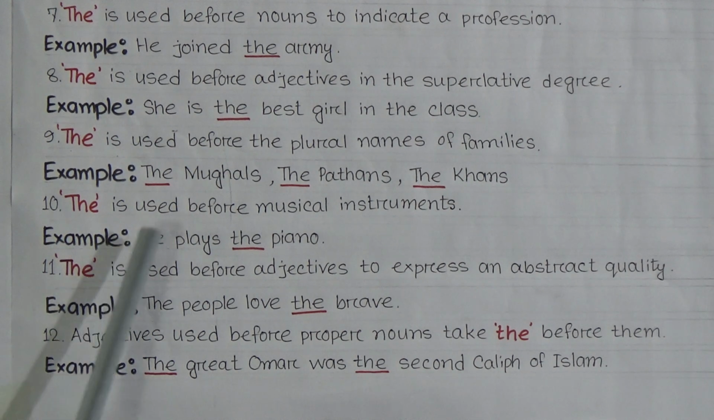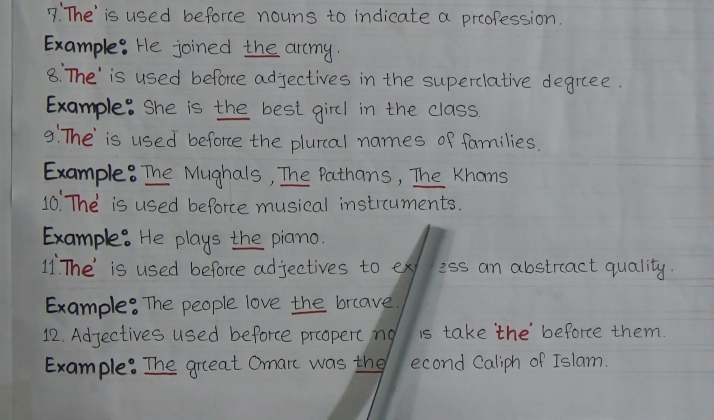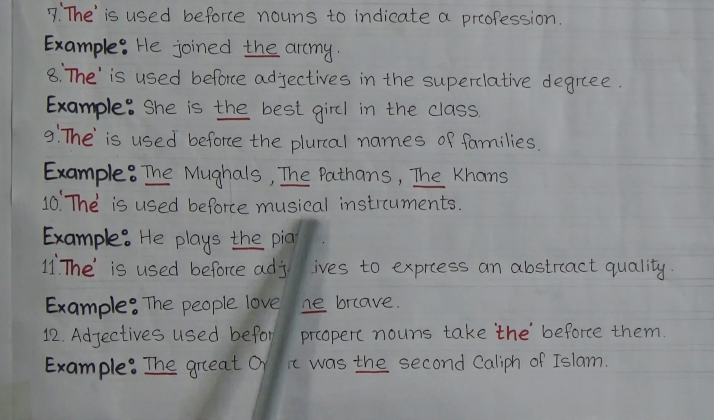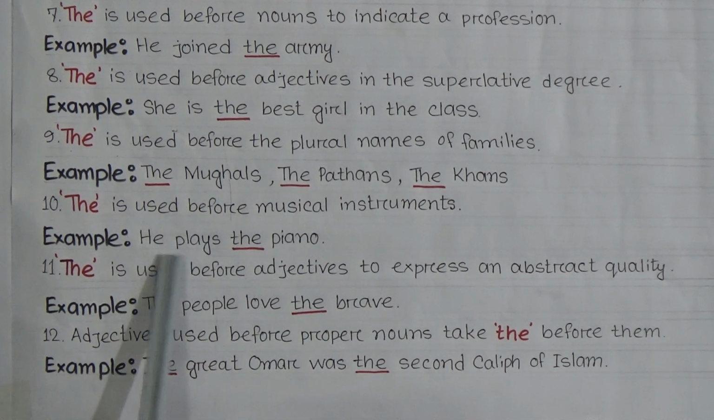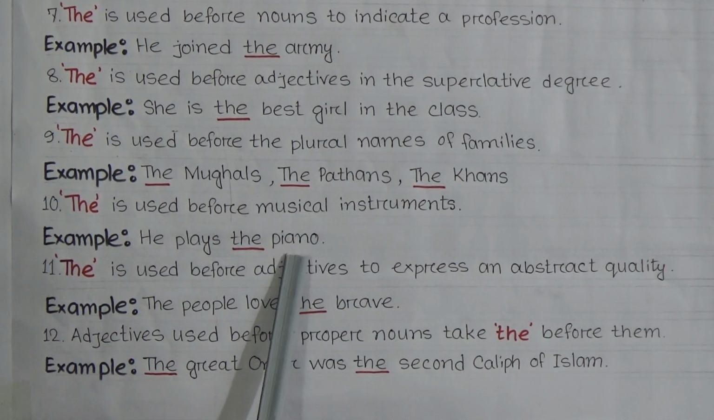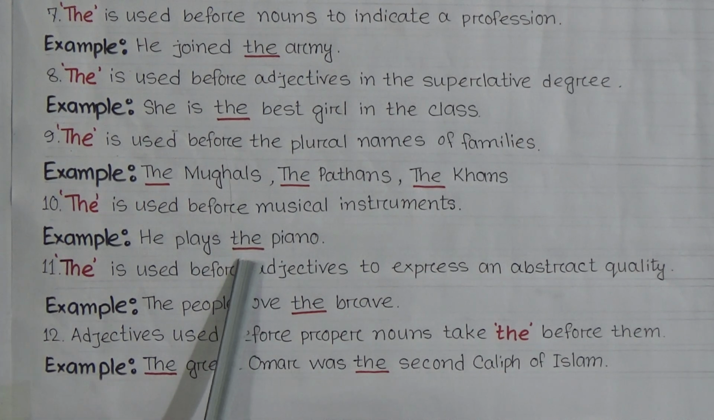Rule number 10, the is used before musical instruments. So before any musical instrument we have to use the article the. And if you look at the example, he plays the piano, you can understand. Piano is a musical instrument, and before this we have added the article the.